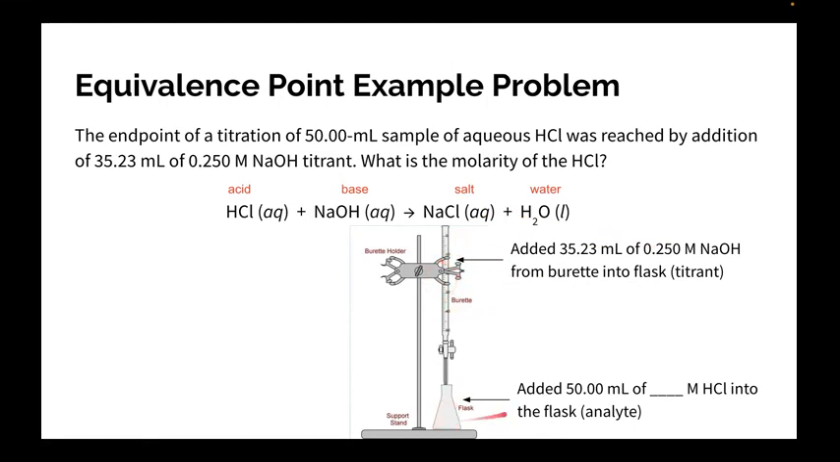Inside our flask, we start off with 50 milliliters. So I measure out 50 milliliters of an unknown concentration of HCl. I've given you an unknown concentration of HCl, you measured out 50 milliliters of that and put that into our flask. When I add this amount, 35.23 milliliters of our 0.250 molar NaOH, into our flask, we reach our endpoint, which again is moles base equals moles of acid.